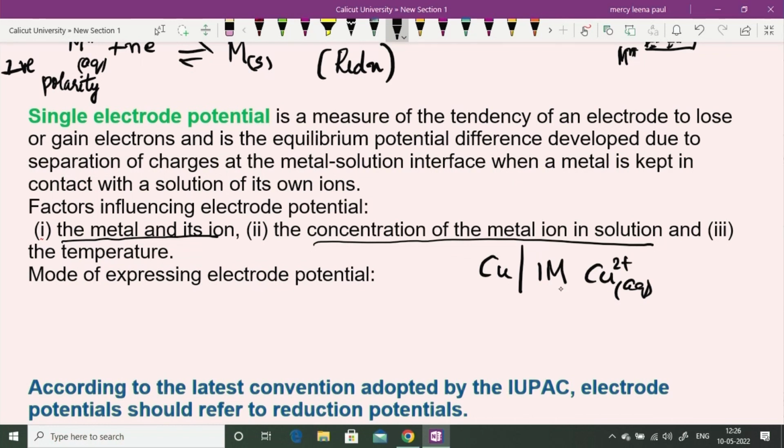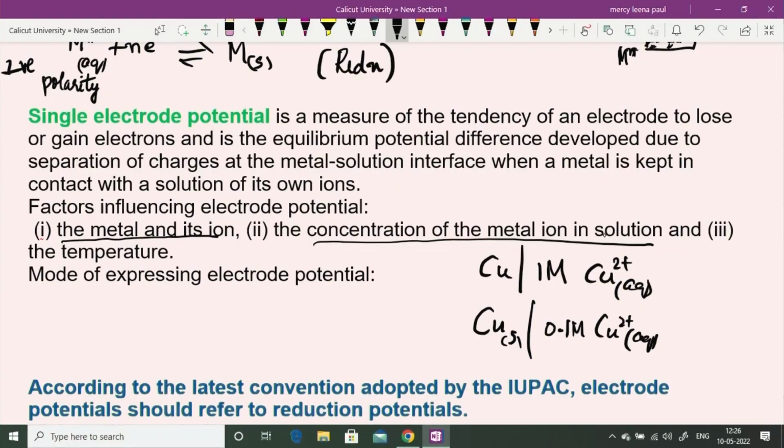So you will have a certain potential. Now, again I take copper metal in contact with a 0.1 molar copper ion solution. Here the potential will be different, because you are taking copper and copper ion, but the concentration of the electrolyte is different, and therefore it depends upon the metal ion concentration. It depends upon the nature of the metal and ion, the concentration of its ionic solution, and one more factor, that is temperature. So, these are the 3 factors on which the electrode potential depends.